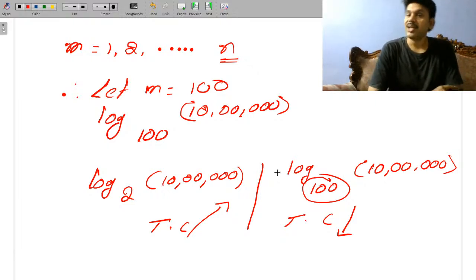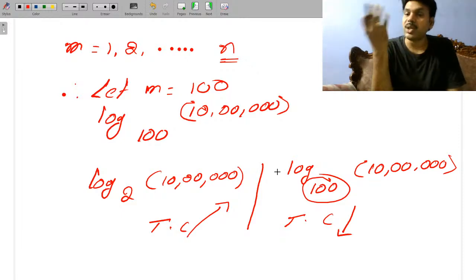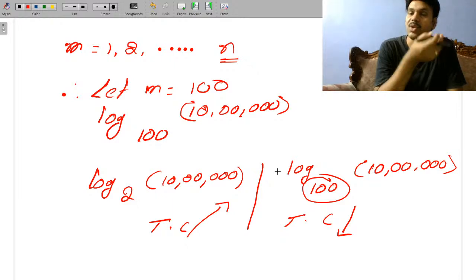Now we are all eagerly waiting to see how to represent this m value, what the 10 lakh is and what this m is, how they are represented. We will learn this in this lecture.